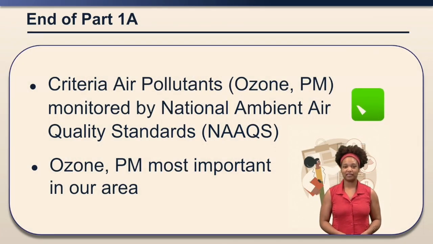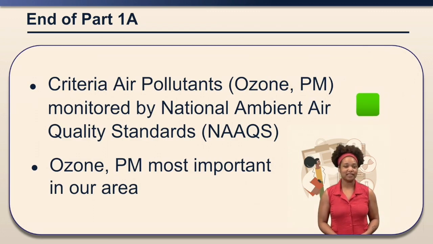To summarize, we've learned that criteria air pollutants are monitored according to the National Ambient Air Quality Standards, or NAAQS, set by the Environmental Protection Agency to protect health. Two of these pollutants, ozone and particulate matter, are the most relevant locally and have the most known impacts on health. Be sure to watch the next video linked on this slide, Part 1B, to learn more about air pollutants in the city of Detroit.